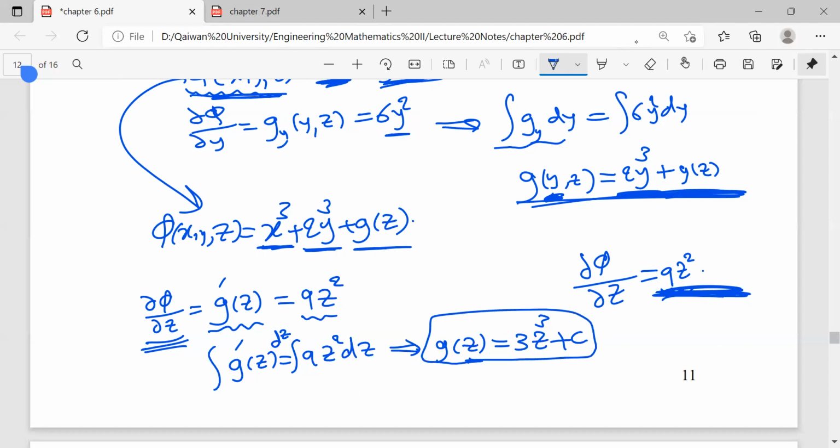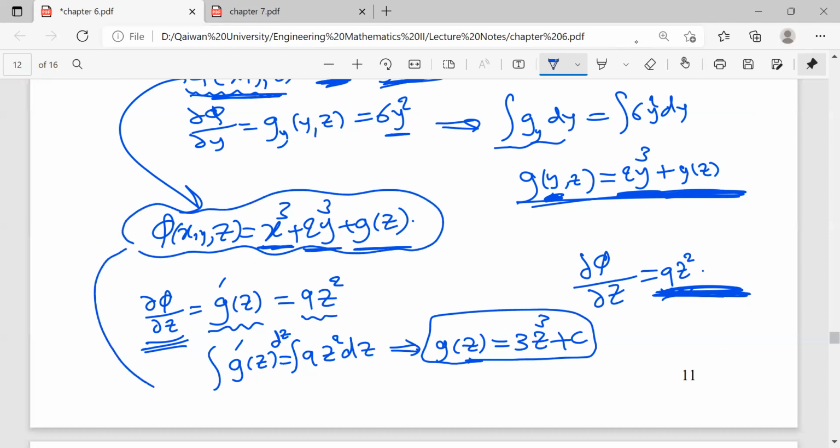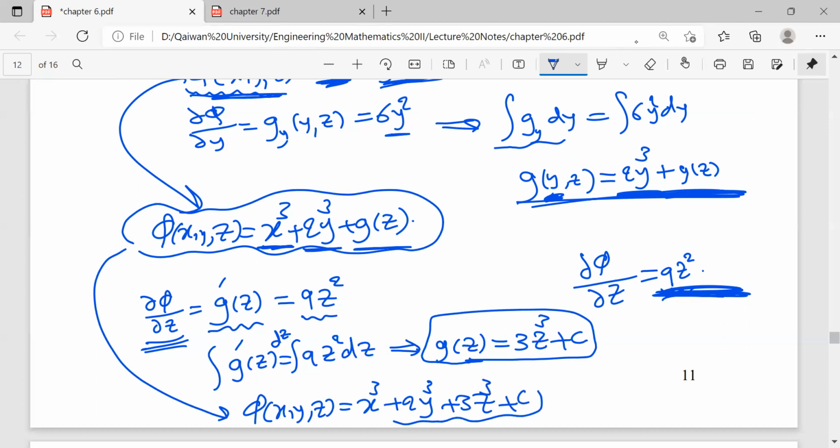This is g of z. Now we put g of z here. So this becomes phi of x, y, z equals x cubed plus 2y cubed plus 3z cubed plus c. This is the potential function. This is how to find the potential function only from the vector field.